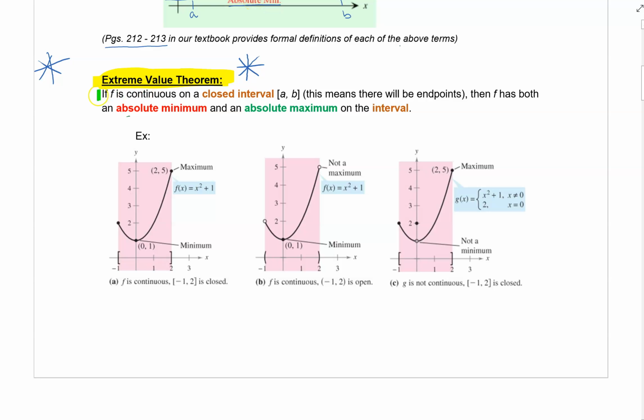The first one is f has to be continuous. And the second one is it has to be on a closed interval. And if those conditions are met, then the result is that f is guaranteed to have both an absolute minimum and an absolute maximum on the interval.